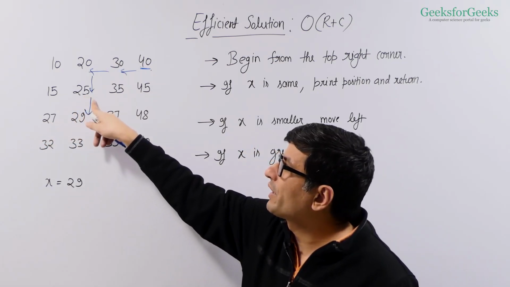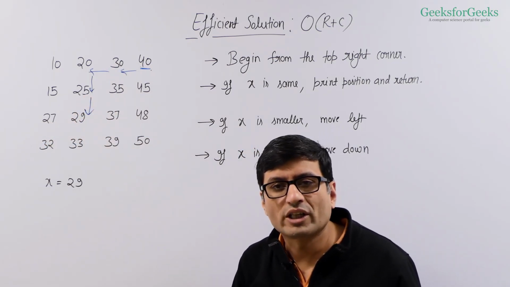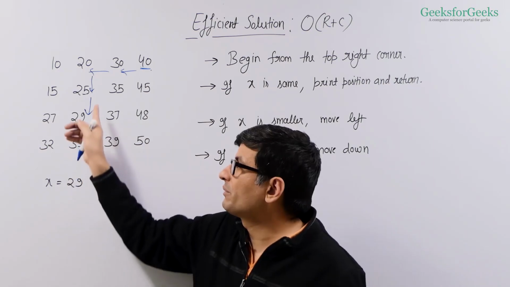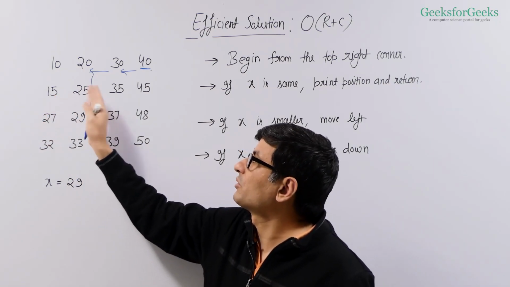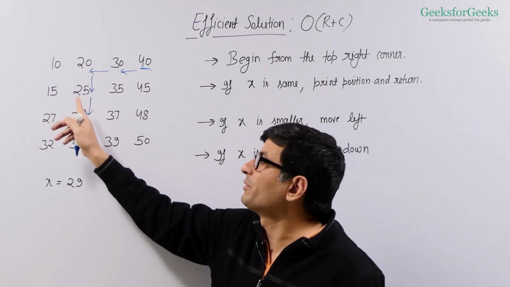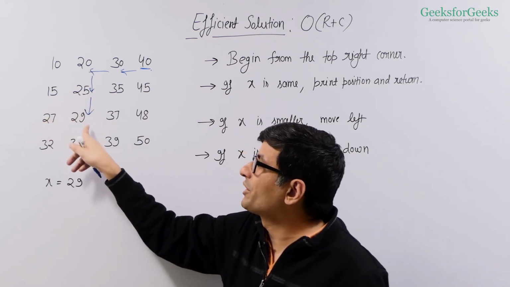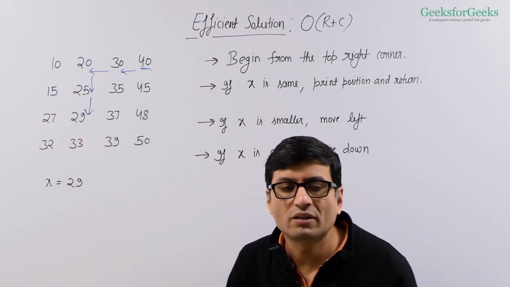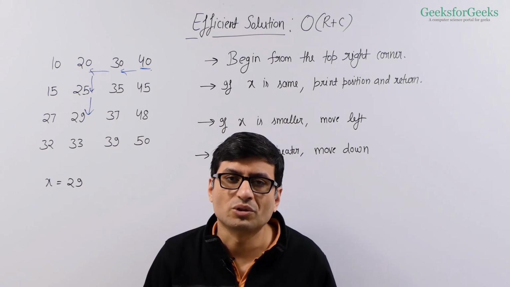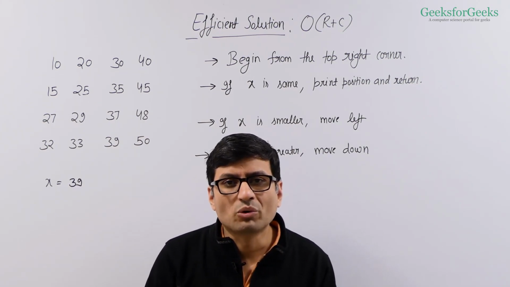So we came to 25 and we again saw that 29 is greater. So we skipped this row also. Right? We skipped this row. These columns have anyways been skipped. So we skipped this 15 also and we came here and we found 29. We printed it and that's how the solution works. Let us now do one more example.